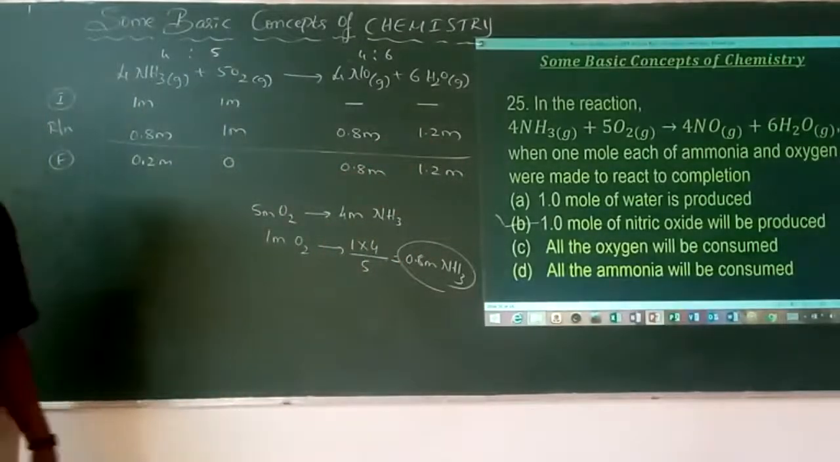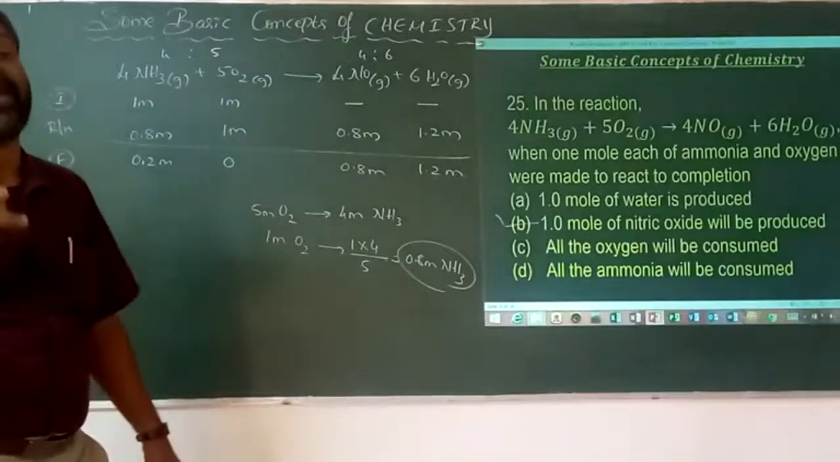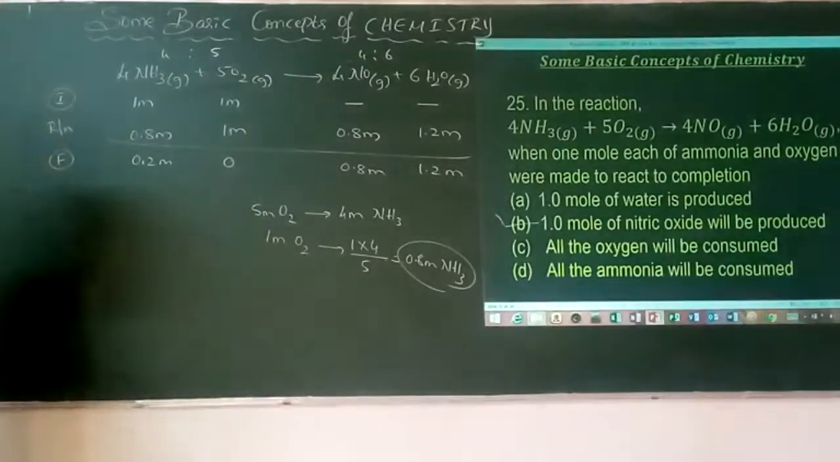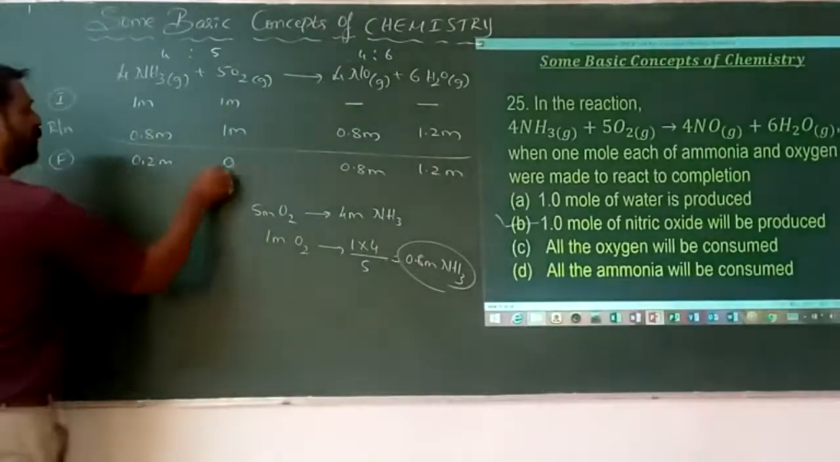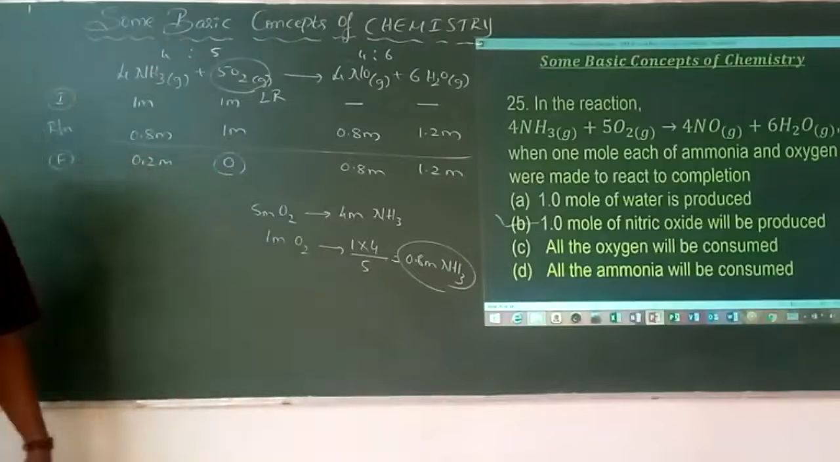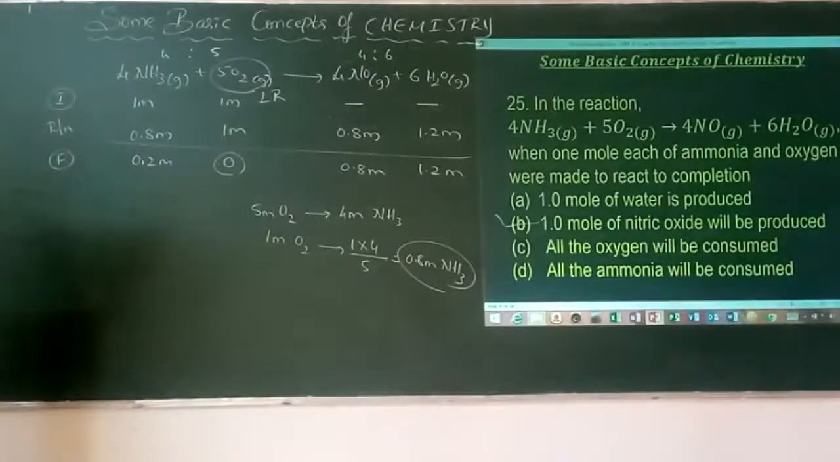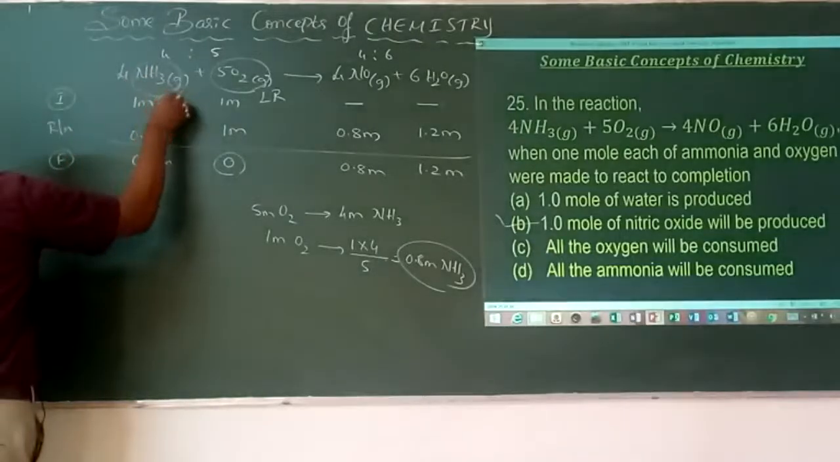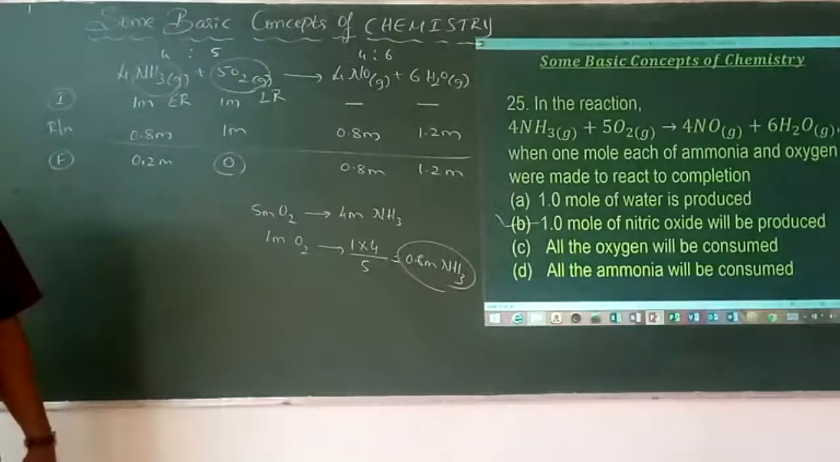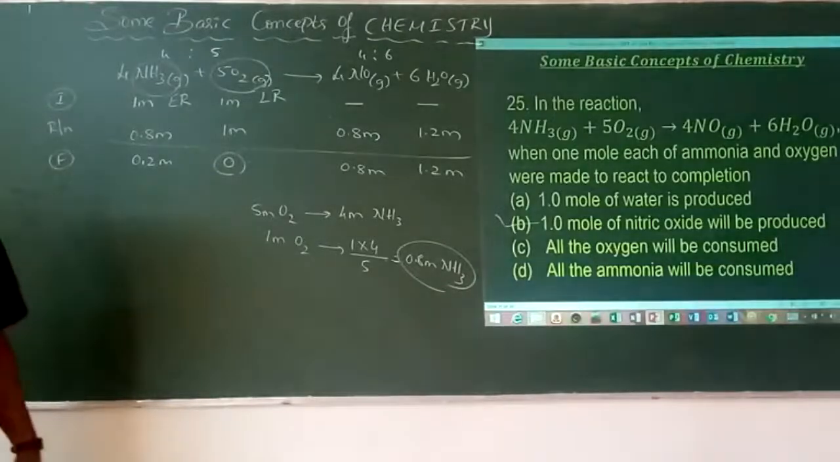So this is the concept called the limiting reactant and the excessive reactant. Any reactant which gets completely reacted is called the limiting reactant. Here, which is the limiting reactant? Oxygen. The reactant which is left even after the reaction is completed is called the excessive reactant. Therefore, oxygen is the limiting reactant and ammonia is the excessive reactant.